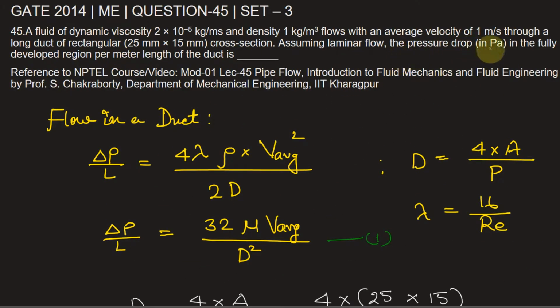Okay, so let's fill in the blank. The pressure drop in fully developed region per meter length of the duct is 1.8204 Pascal per meter.